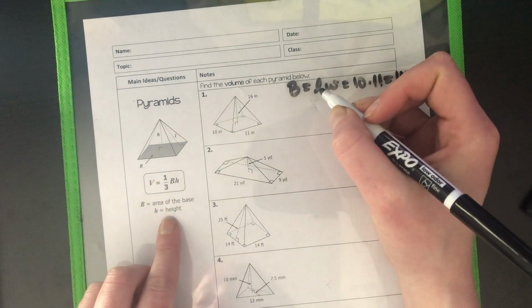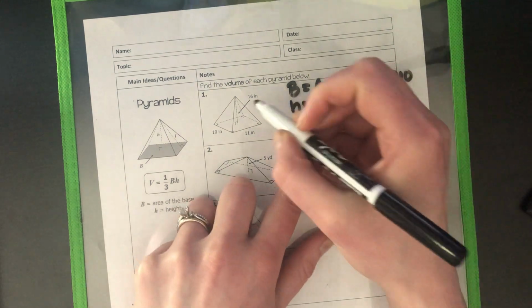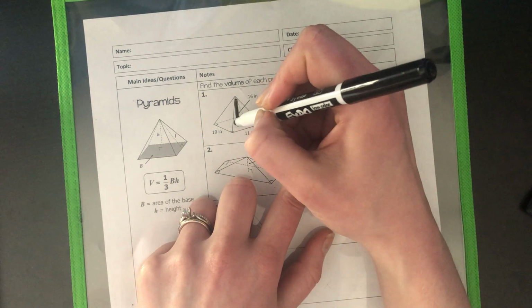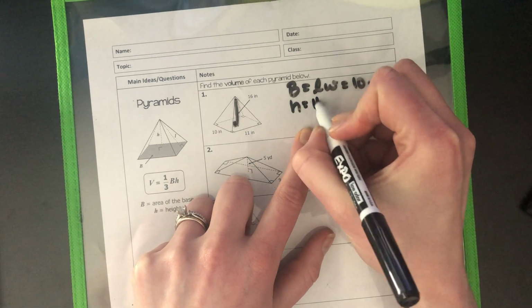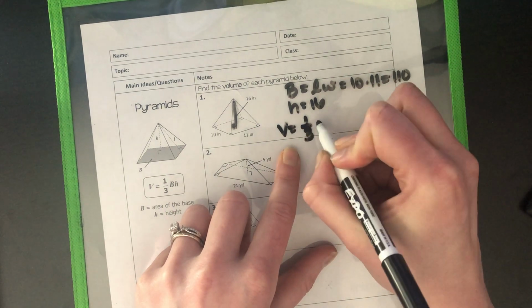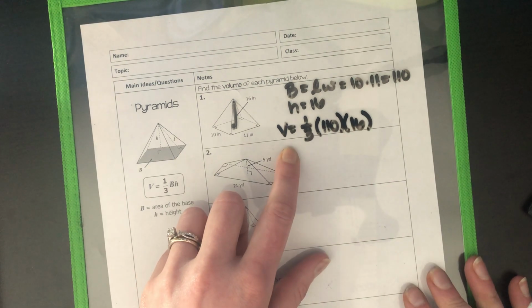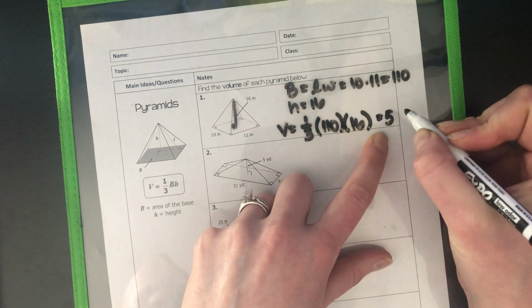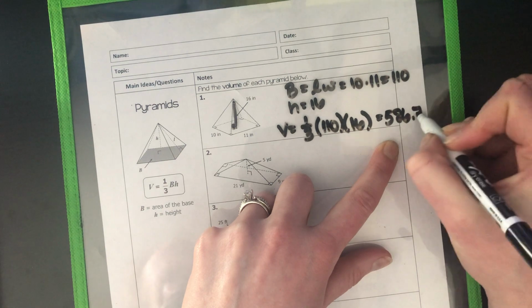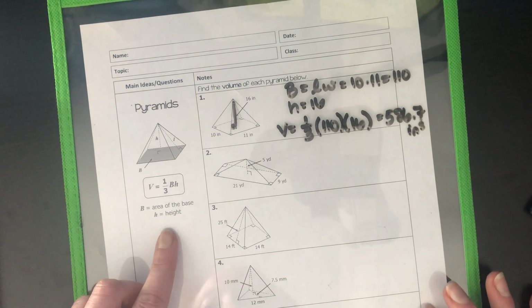And then we need the height. How tall is the pyramid? Well, they're so nice they gave it to us. The height, its arrow is pointing to the right angle. It is 16. So my volume is, don't forget, 1/3 times capital B, which is 110, times the height of the whole pyramid, which is 16. And when you multiply that all together, rounding to the 10th place, we would get 586.7 inches cubed.